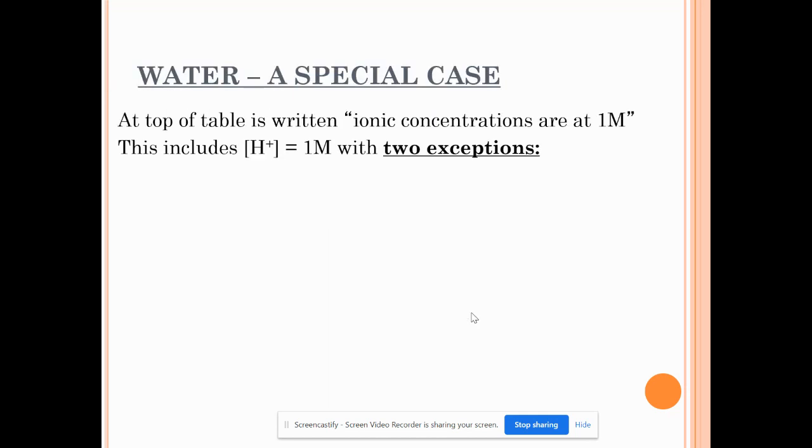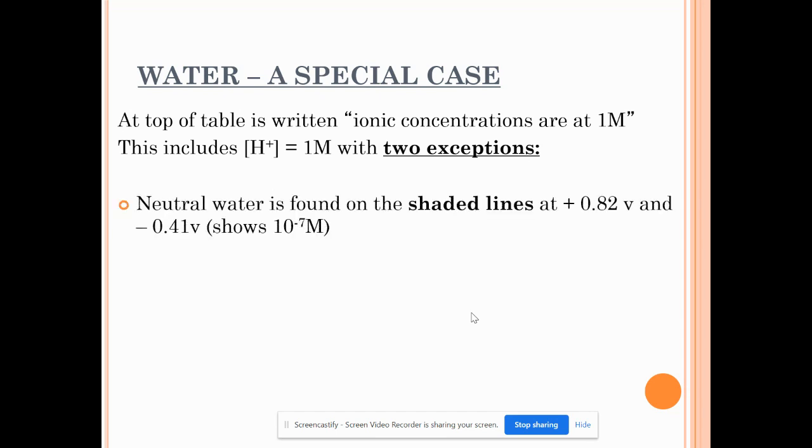All right, so water, it's a special case. At the top of the table is written ionic concentrations are at 1 molar solution. All right, so notice at the top, so everything's at 1 molar except for 2 things. So this includes all the H plus, and then water. So we see neutral water. These are in the shaded lines. It's kind of hard to see on your data tables, but in your book, they're in shaded lines, but just notice it on your table. You got 0.82 volts and negative 0.41 volts.